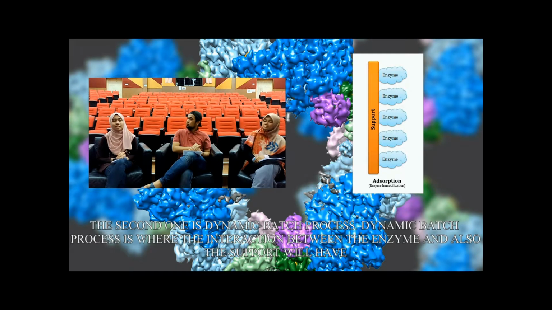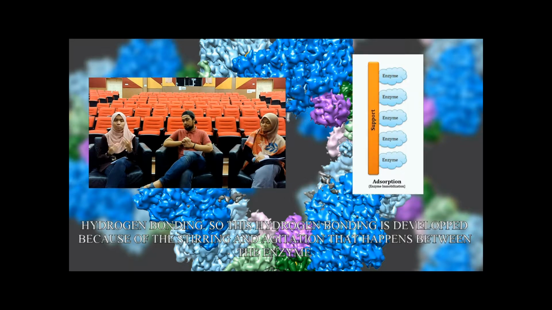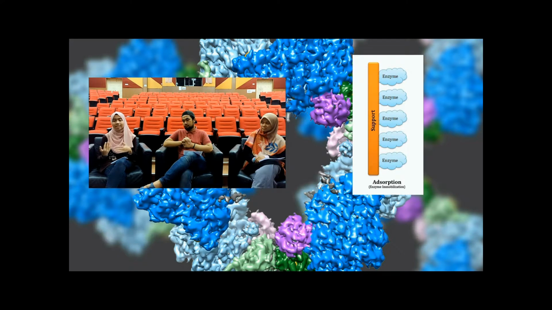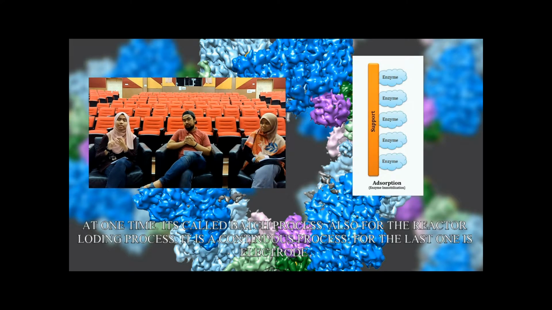The dynamic batch process is a process where the interaction between the enzyme and the support involves hydrogen bonding. This hydrogen bonding is developed because of the stirring and agitation that happens between the enzyme and the support. The difference between the dynamic batch process and the reactor loading process is that the dynamic batch process only happens at one time. It's called a batch process. And the reactor loading process is a continuous process.